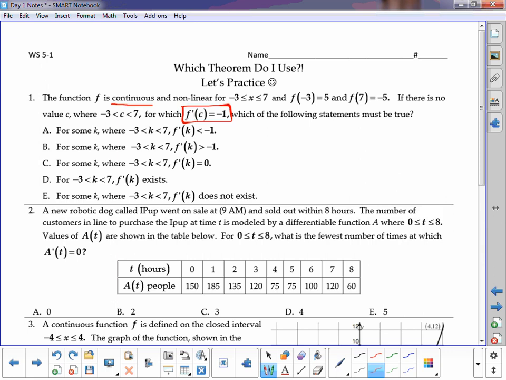We have continuity. Nonlinear just means it's not a straight line, so it moves all around. And if it helps you to visualize it and you want to kind of just sketch the endpoints, that's fine. It's not really necessary. Me personally, I like to do it. So -3, 5, 7, -5. So we know that something's happening in between here. It's not a straight line. We have it's continuous. All right. And then they tell us there is no value c where the derivative equals -1. If that's the case, which must be true?